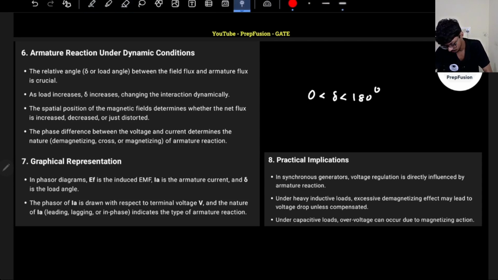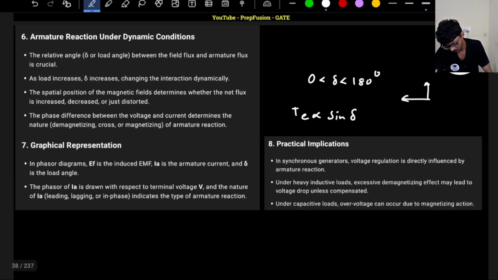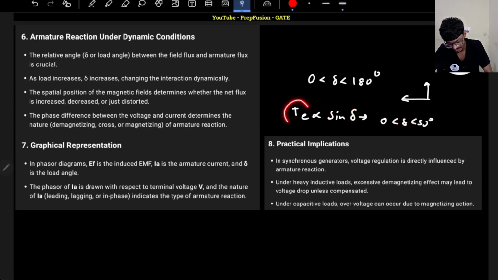So if the load increases, what will happen? The delta angle will increase, because developed torque is proportional to sine delta. What will be the maximum angle? Is it 180 really? Yes, maximum angle can be 180 and minimum can be 0. Between 0 to 90, if I increase delta, this sine delta value will increase, hence the torque also will increase.